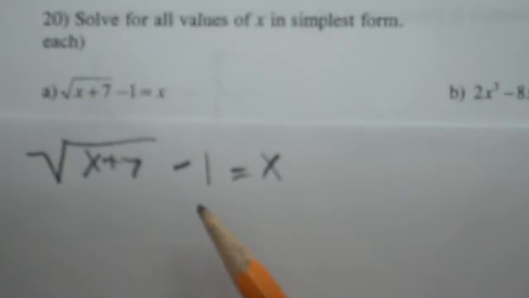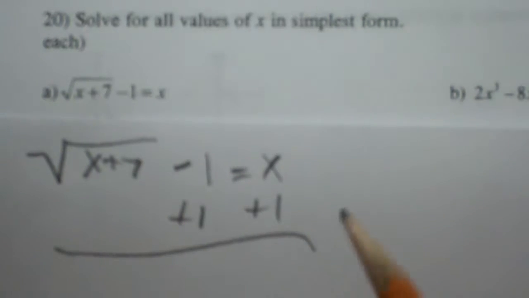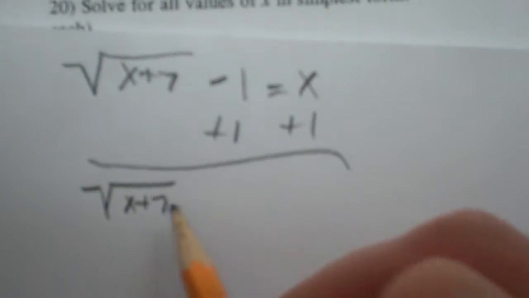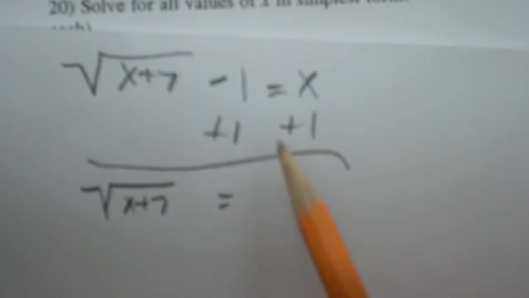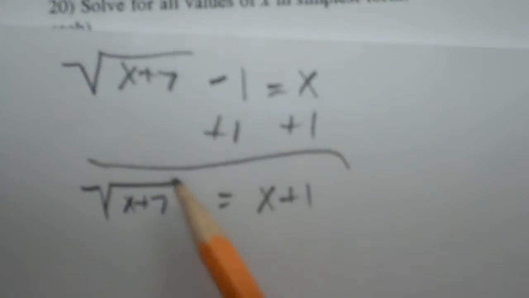What do we need to get rid of so we can isolate this radical? Well, we have to get rid of this minus 1. To do that, we add 1 to both sides. So we'll add 1 to both sides just like this. I bring down this radical x plus 7 is equal to x plus 1.